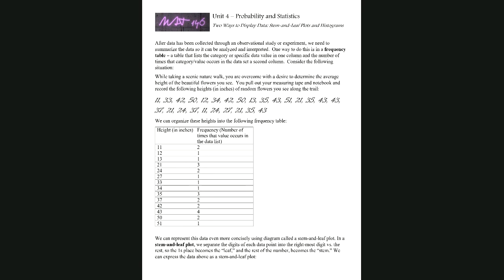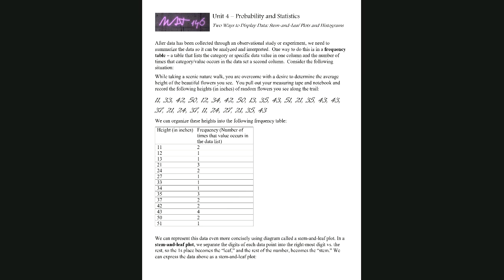All right. So let's talk about some ways to display data. Last time we talked about how to collect data and how to do it so that your results will be valid. Now today, after we've collected data, we want to be able to display it so we can start to analyze it and take a look at it. After data has been collected through an observational study or an experiment, we need to summarize the data so it can be analyzed and interpreted.